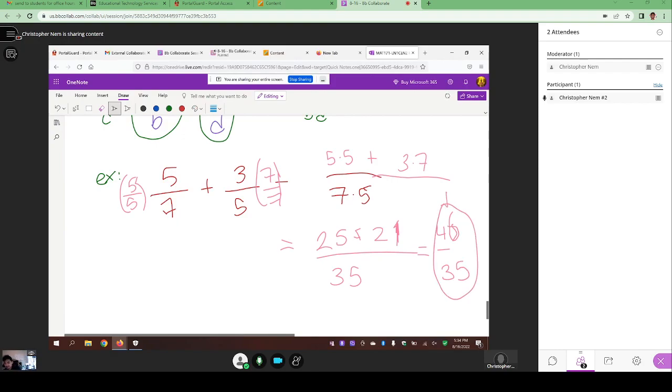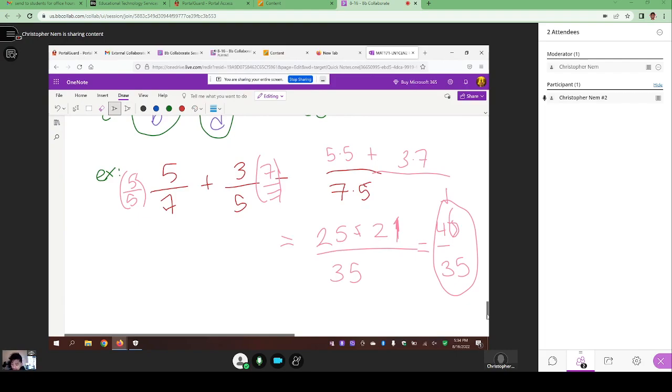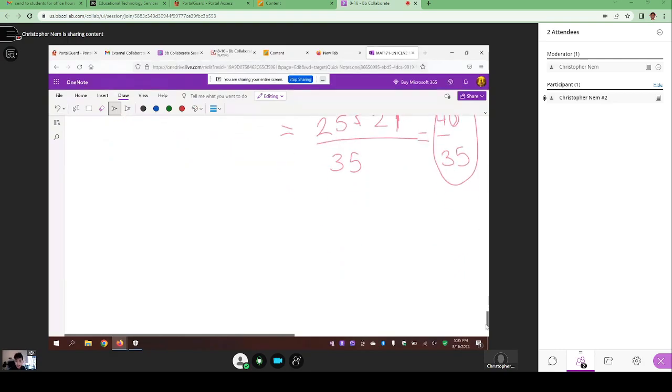Now you can change it into a mixed fraction. I do not mind. For now, we're just going to leave it that way. I am a big fan of improper fractions, and it makes life easier. So that's how you add fractions with different denominators. How do you multiply them? How do you divide them? Well, let's talk about that.